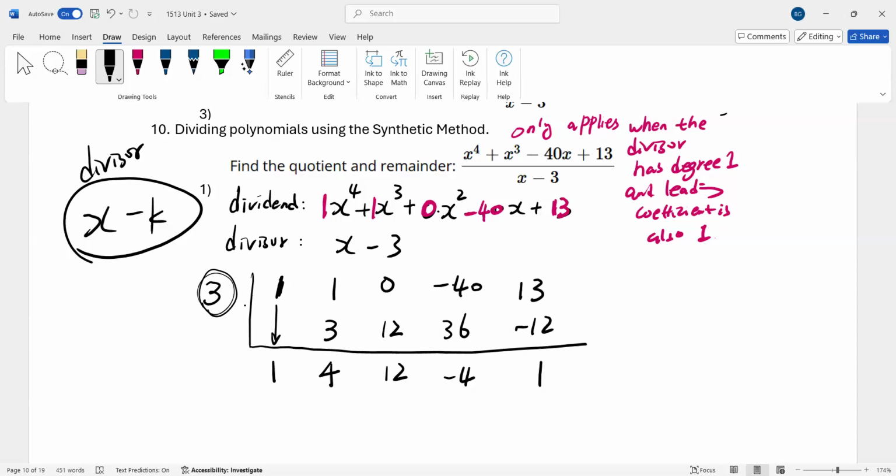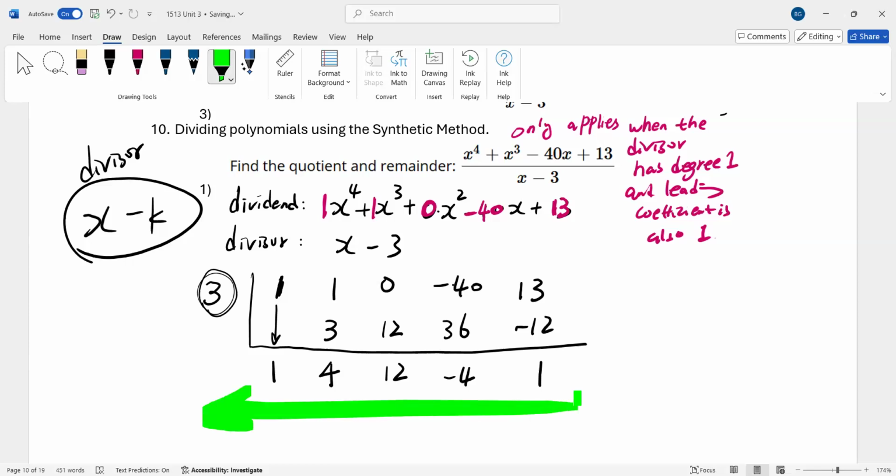Let's look at the bottom. From right to the left, okay? This number is going to be the remainder. This is the remainder. And how do we find the quotient?